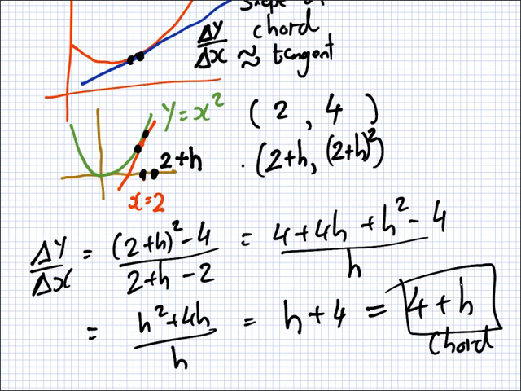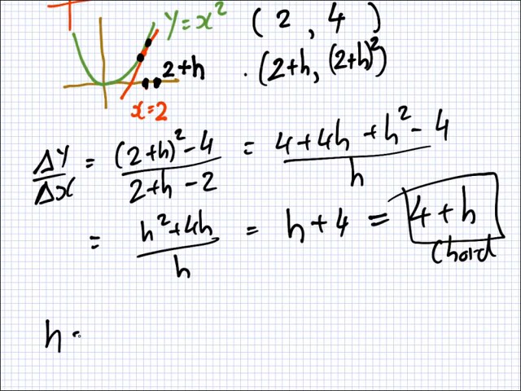If you want it to be very accurate, then the value of h should be very small. So for example, if you use h equals 0.01, then the chord would have a slope of 4.01.